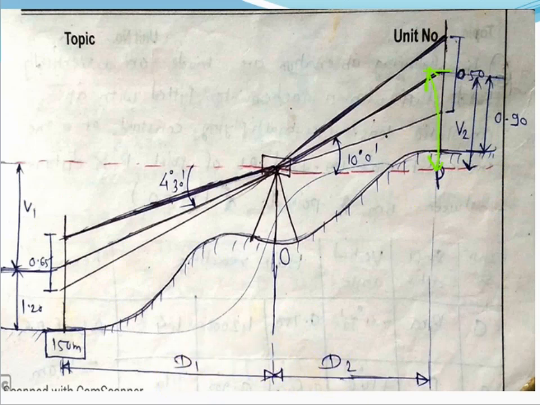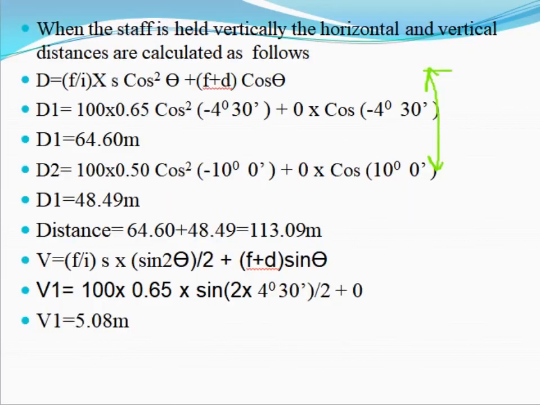So how do you calculate it? We know the formula: D is equal to (F upon I) into S cos square theta plus (F plus D) cos theta. Put the values here for D1: F upon I is 100, S is the staff intercept 0.05, cos square theta with 4 degrees 30 minutes. Don't make the sign negative. Put in the values and D1 is equal to 64.60 meters.